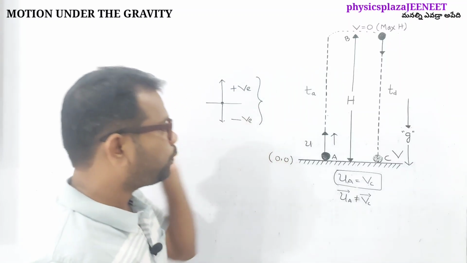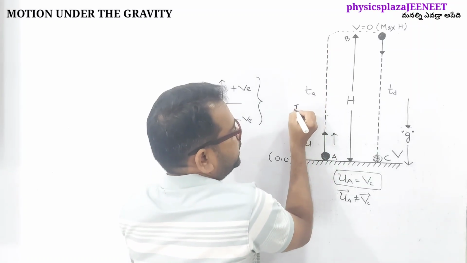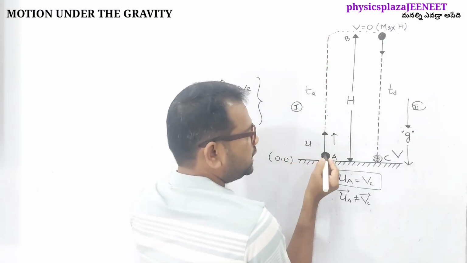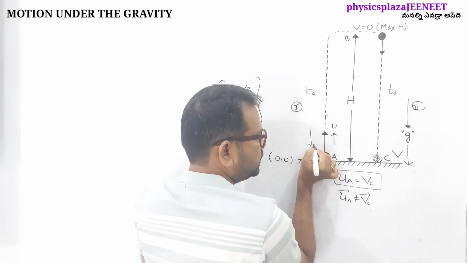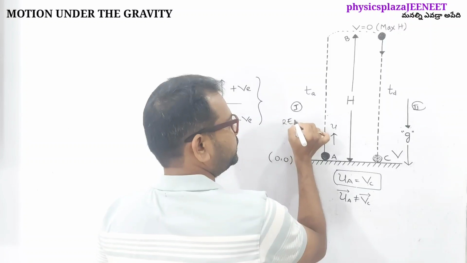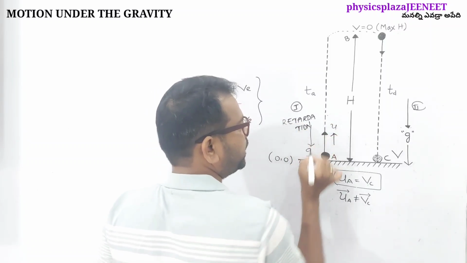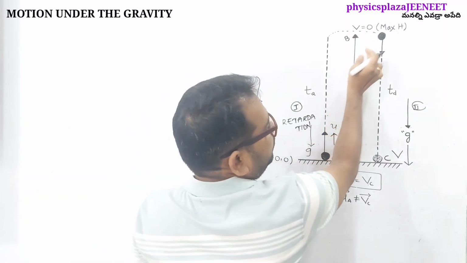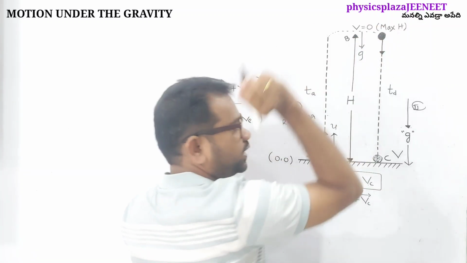Clear? Fine. And then one more point we need to understand, children. Let us say this is the first journey, the upward direction. This is the downward direction. As the body is going in the vertical upward direction, here you can see the direction of velocity is upward, but acceleration due to gravity is in the downward direction. This is a retardation. The body is retarded, because velocity and acceleration are in opposite directions. At the maximum height, velocity is 0, but still acceleration due to gravity will be there, that too in the downward direction.